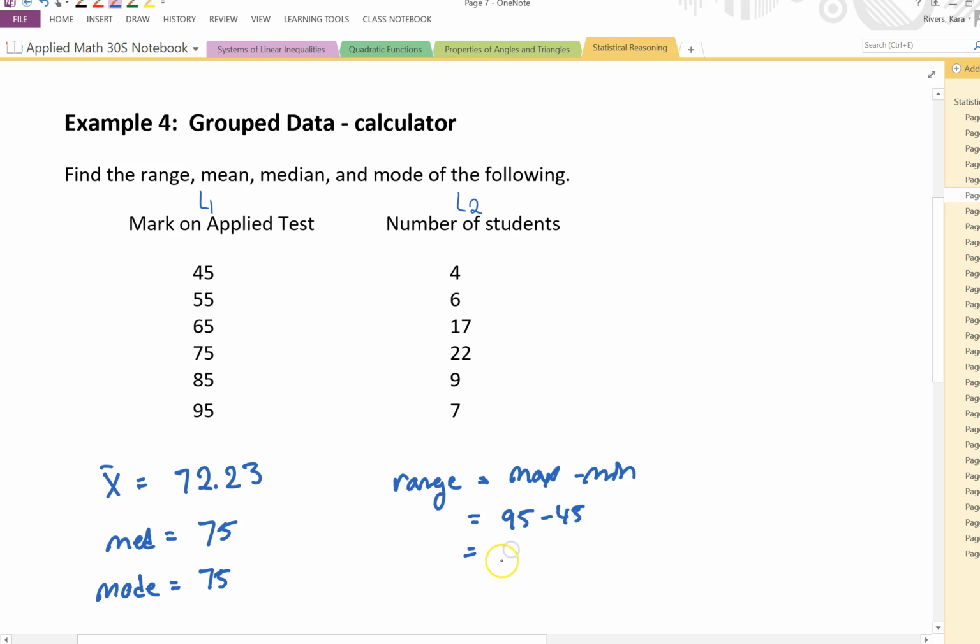That doesn't look like a 50. 50. How did I get that mode so easily? Well, right here, our 75 here, there's 22 people who received a mark of 75. So that's the mark that happened the most often of the whole list. So I was able to just read that from the list. You can also get a range right from this list. 95 is the biggest and 45 is the smallest.